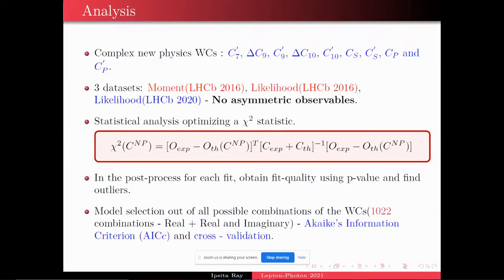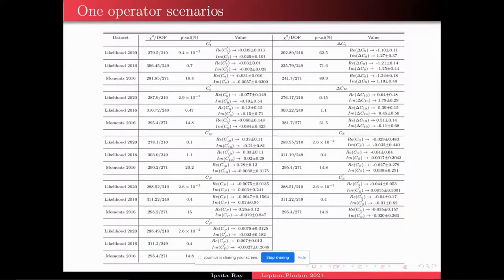To start with, we first check if each of the one operator scenarios can accommodate the present data in the 3 data sets. So we see that for the likelihood 2020 data set, only the operator O9 can give an appreciable p-value, whereas in all the other one operator scenarios, the p-values are approximately zero. And comparatively, we see that the one operator scenarios fit the moment data set well.